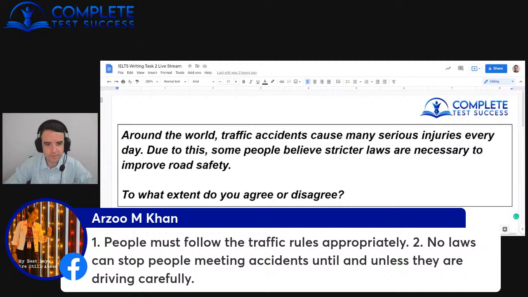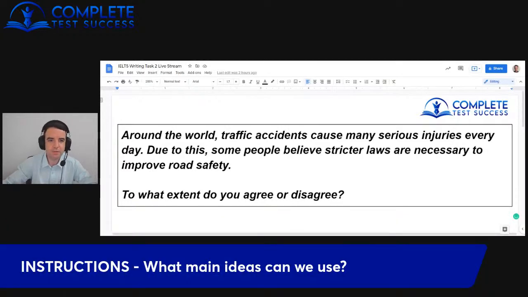The second one, no laws can stop people meeting accidents until and unless they're driving carefully. The wording is a little bit unclear on that, Arzu. So your first one, people must follow traffic rules appropriately. That is a recommendation, but it doesn't clearly respond to the question. So what you have to agree or disagree with is the second sentence in the question.